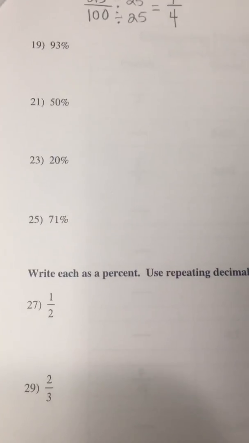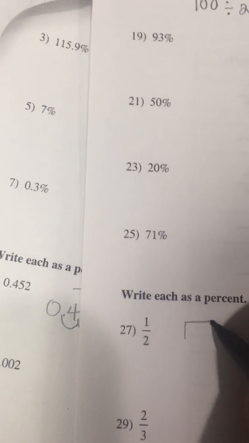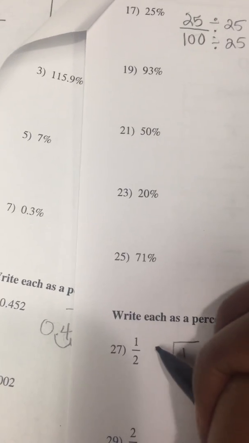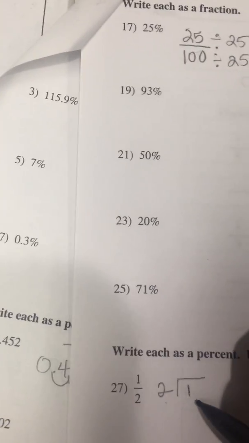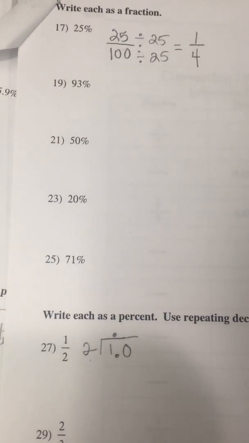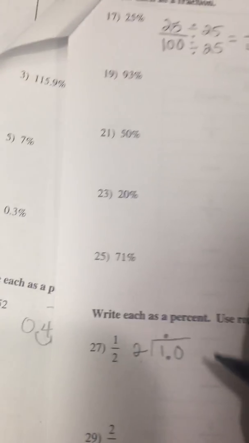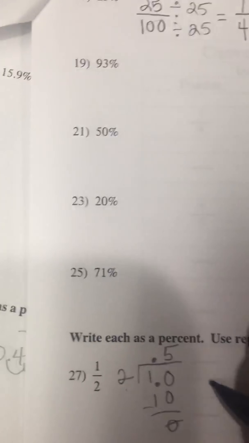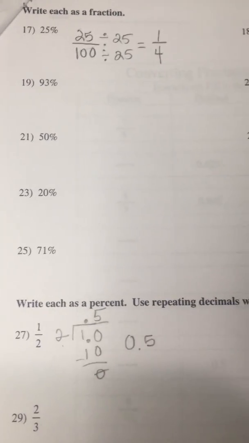Okay, next it says write each as a percent. So if I have 1/2, okay, we talked about this. All right, your numerator or your top number goes in, your denominator or your bottom number goes out. Okay, 2 won't go into 1, so we're going to add a decimal before we start adding zeros. Okay. So now 2 won't go into 1, but 2 will definitely go into 10 5 times. Okay, 5 times 2 is 10. So this is 0.5. Okay, as a decimal.